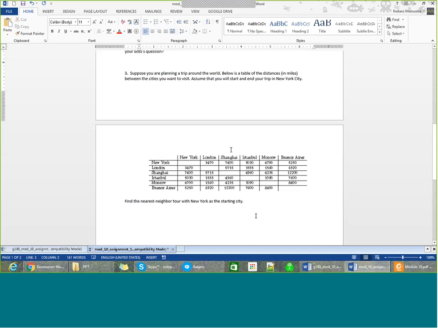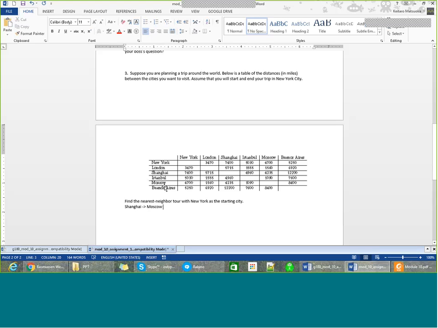So as an example, let's say I start from Shanghai. Then what I would do is look at the row for Shanghai. So to New York, that's 7,400. To London, that's 5,715. To Istanbul, it's 4,960. Moscow, 4,235. And then Buenos Aires, 12,200. So I'm going to go to Moscow next because that's the cheapest one.